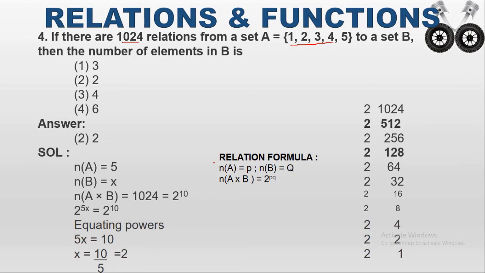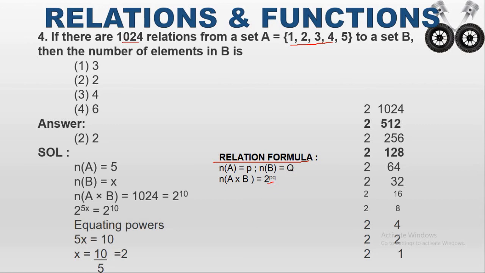So we know the relation formula. What is the relation formula? n of A cross B equal to 2 to the power of PQ. So what is PQ? PQ is nothing but the number of elements presented in A and the number of elements presented in B.